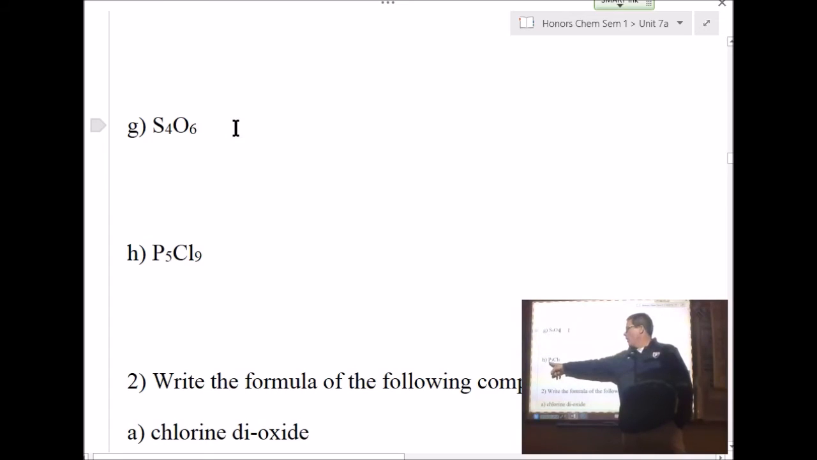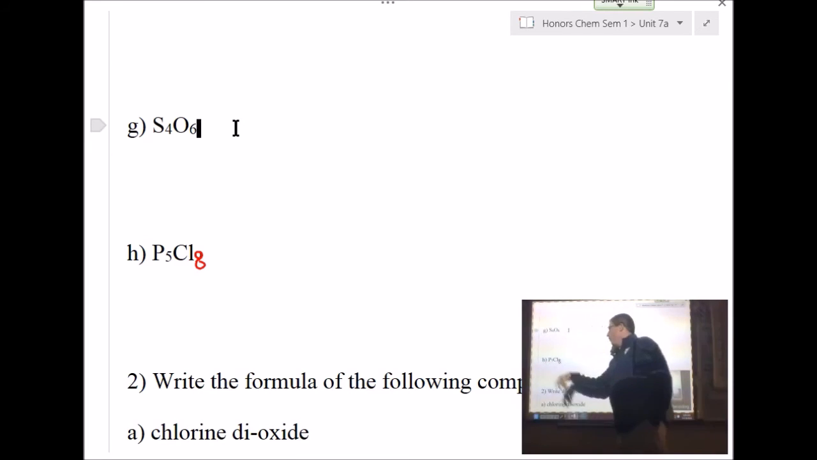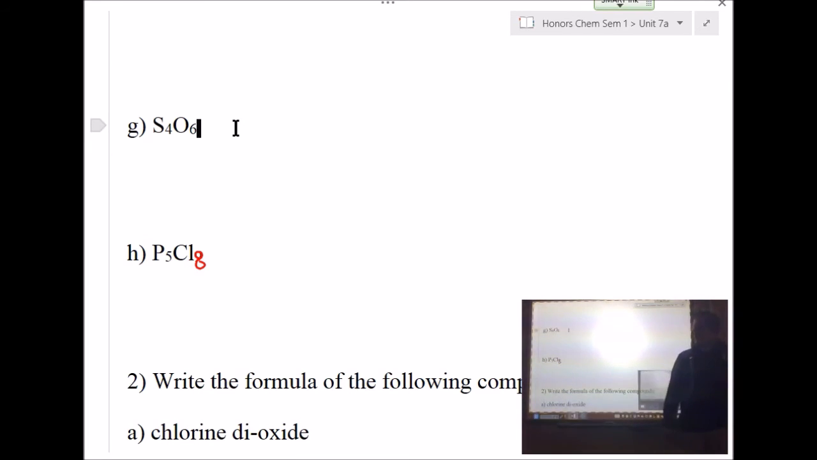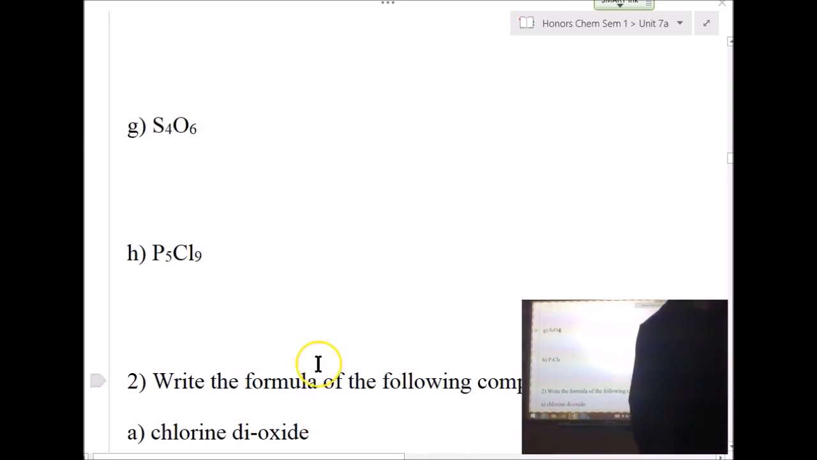And then let's change this from a 9 to an 8. Sorry about that. Because we're not doing nano and deca. So let's go P5Cl8. Pentaphosphorus octa, remember octopus? Chloride. Now, that's the hard part. Seriously, that's the hard part. Yeah, writing the names. Here's where it gets fun.